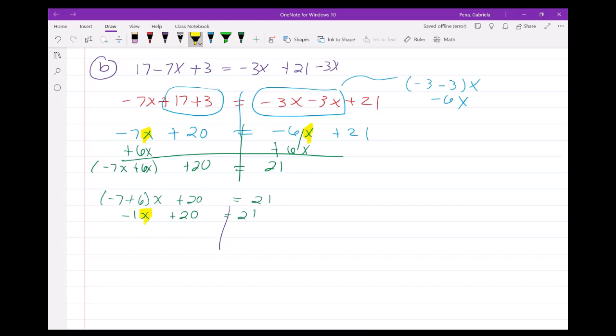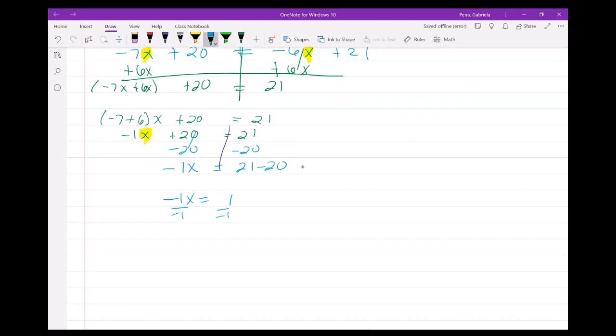My x's are on one side of the equal sign, which is perfect. So now I have to subtract 20 to leave that x alone. So I have negative 1x equals 21 minus 20, and that 21 minus 20 is just 1. But we need to solve for a positive x, so I have to divide by a negative 1. So when I do that, x equals 1 divided by a negative 1, which is a negative 1. And that would be your answer for that problem. You could plug it in to check.